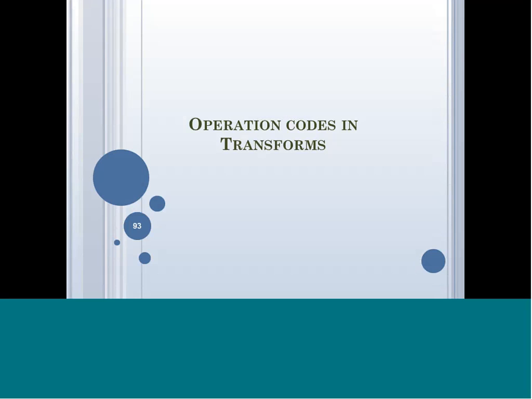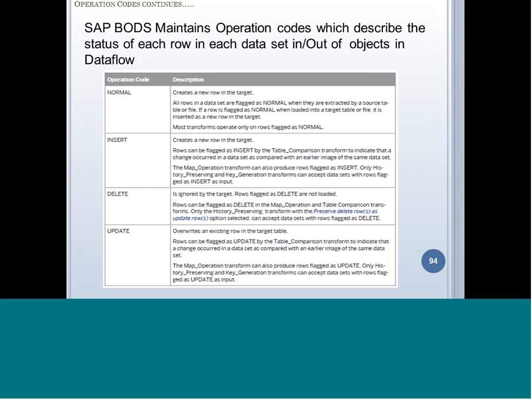In the previous session, we discussed something called operation codes. Operation codes in the transformations are very important. Whenever transformations produce records or leave records from their output schema, they mainly assign these operation codes to the records. There is the normal operation code, insert, delete and update. These are all the operation codes that will be assigned to the records.